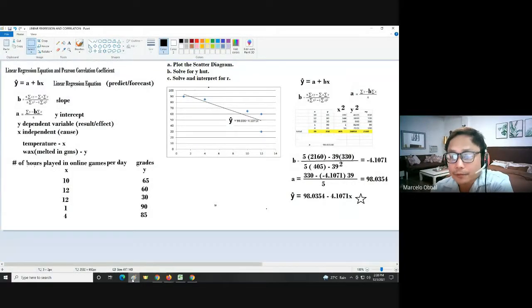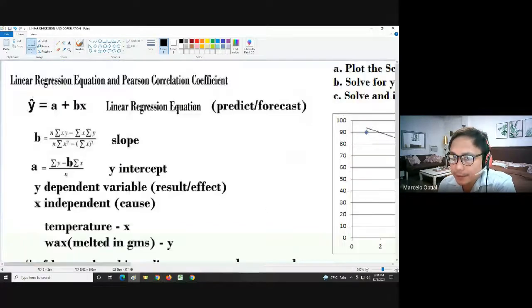Okay, so good afternoon. Our topic for today is all about linear regression equation and Pearson correlation coefficient. Can you look at your screen, please? I will enlarge it. This is the correct spelling because this is the surname of the person, Pearson.